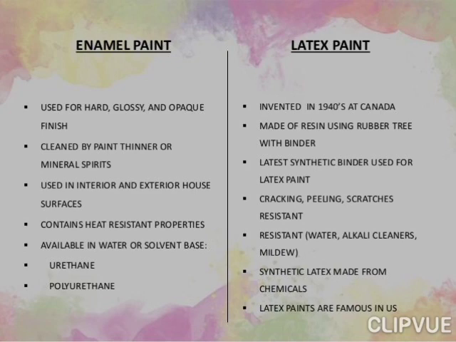Latex paint. These were invented in the 1940s in Canada. These are made of resin using rubber tree with binder. These have the latest synthetic binder used for latex paint. Here, cracking, peeling, scratches are resistant. Resistant also to water, alkali, cleaners or mildew. These are synthetic latex made from chemicals. The latex paints are famous in the United States.